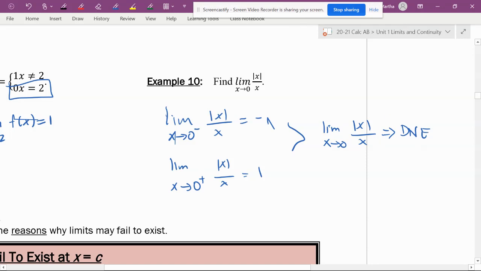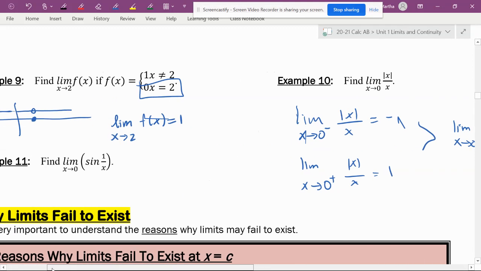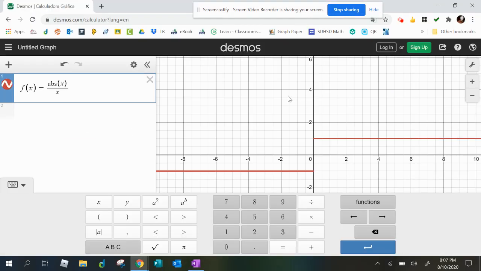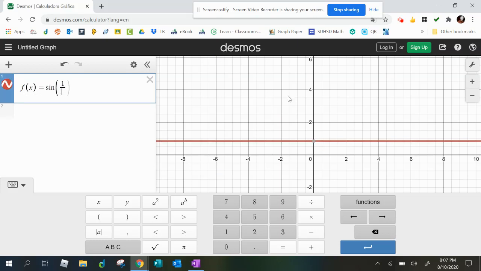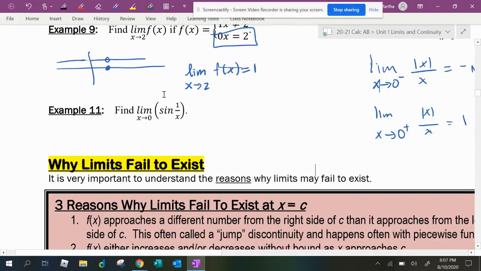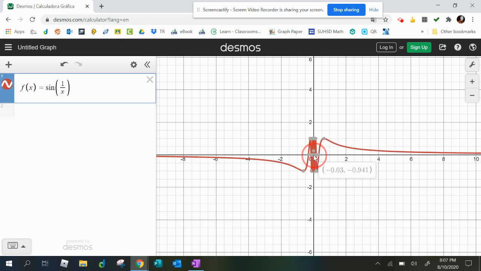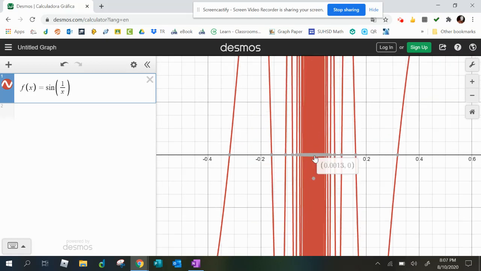All right. And then we're going to have a look at one more example right here. So example 11, find the limit as x approaches 0 of the sine of 1 over x. So again, go back to Desmos. So sine of 1 over x. Okay. Now here we are trying to see what happens when we get close to 0. And if you guys notice, it's kind of like a little accordion right there in the middle. So what does happen when we get closer and closer and closer to 0?